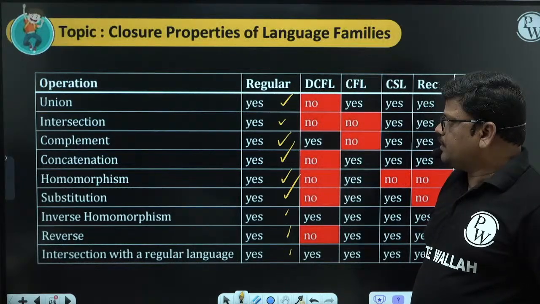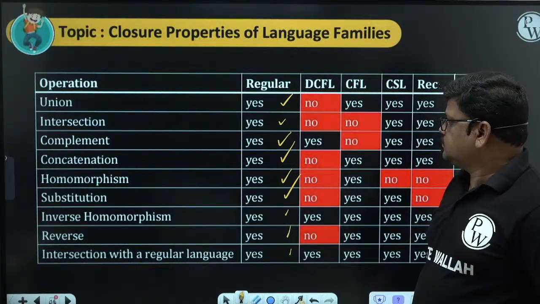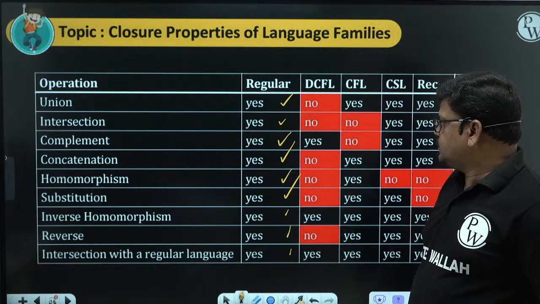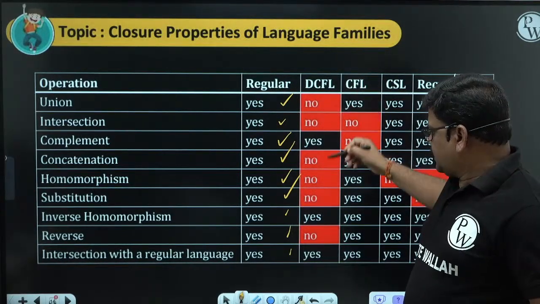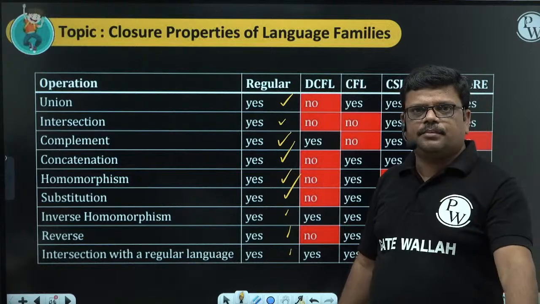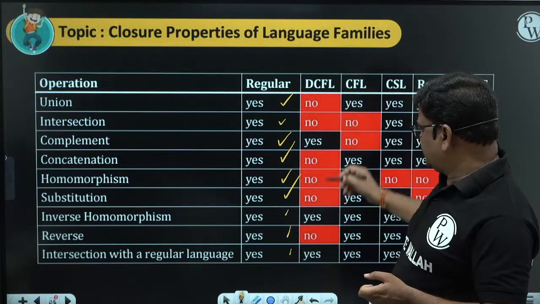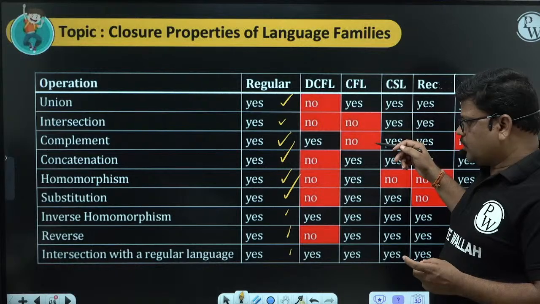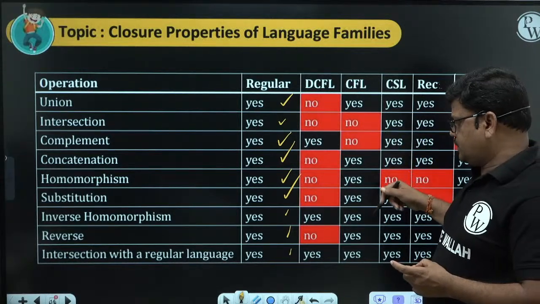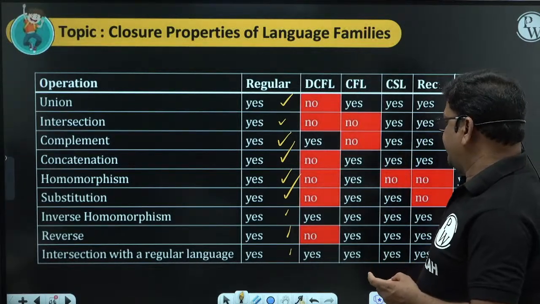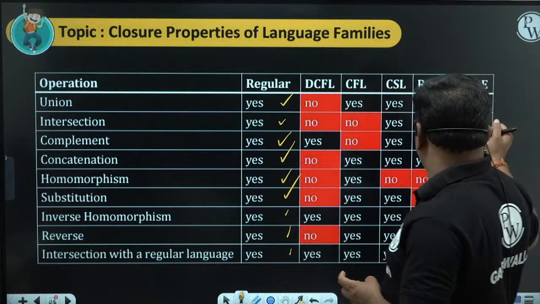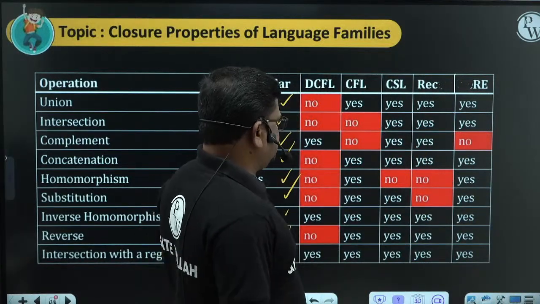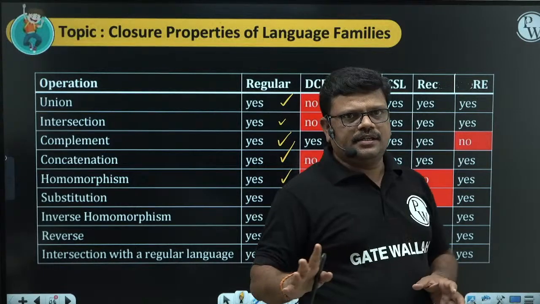Then let us go for the DCFLs. So for DCFLs, this is the case. Whenever we study DCFL separately, whatever the result is, you write here. CFLs: intersection not closed, complement not closed, remaining closed. Then CSL, recursive, recursively enumerable. Like this, you make a chart. These are some of the things I am preparing here.